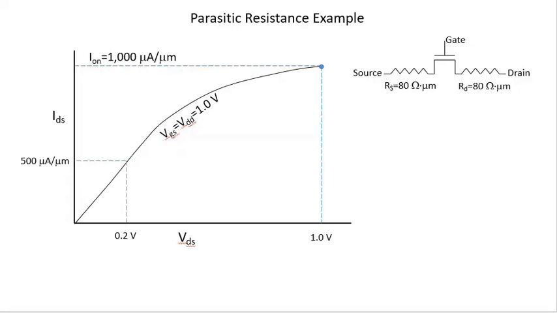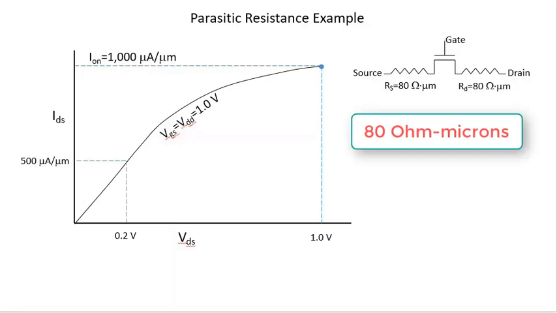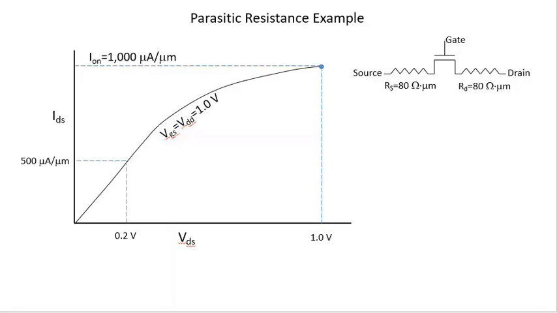Here's a bonus example on parasitic resistance. Given this IV characteristic and parasitic resistances of a particular FET, with the source and the drain parasitic resistances shown, both set at 80 ohms, what is the channel resistance? And we're going to get it by looking at the measured data.